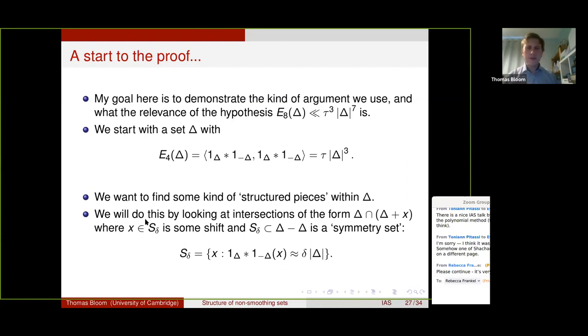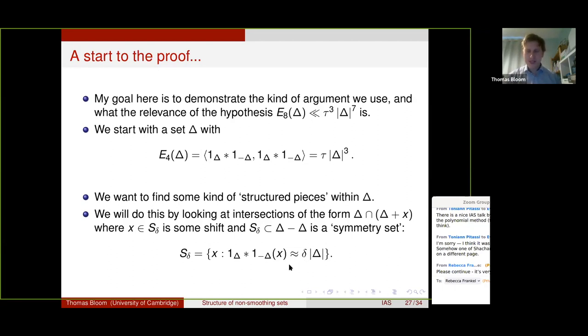And x is going to be chosen from what we call a symmetry set. I use this notation S sub delta to mean it's a subset of the difference set delta minus delta, and it's the set of all those x such that the convolution, the number of representations inside delta minus delta, is at least, little delta times big delta.